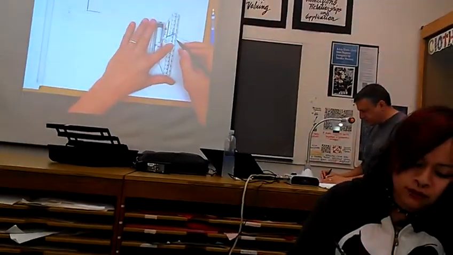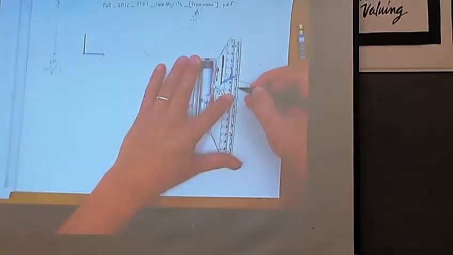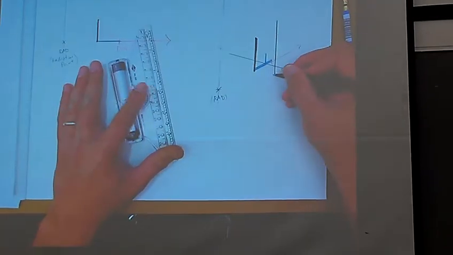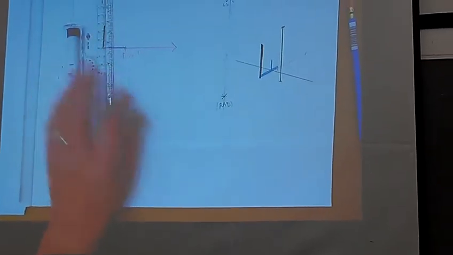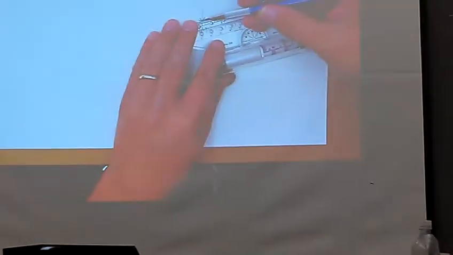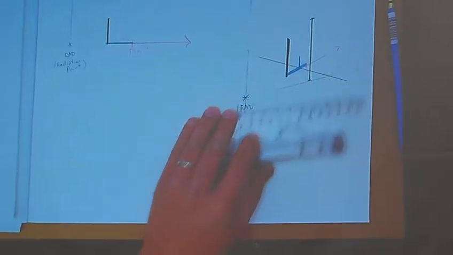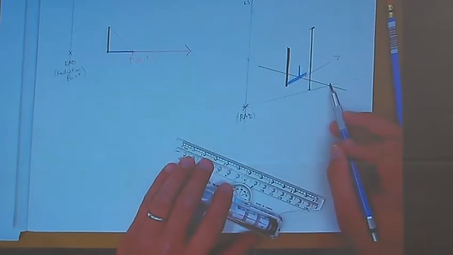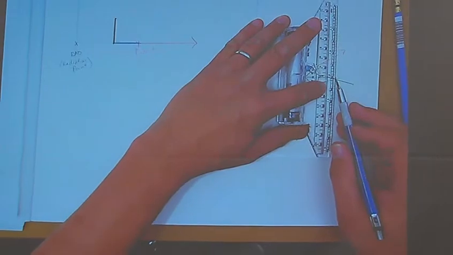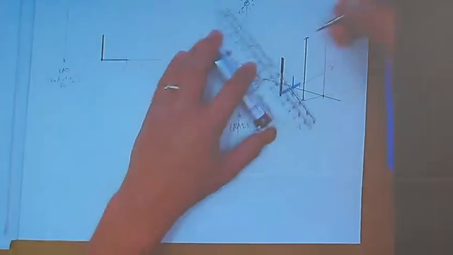So let me show you how that would work. Actually, you guys, let me do this. Let me show you another one as an example. So let's say we have another object here. What I would do if I were drawing this is I would go like this. Okay. I'd note where it hit the wall. Draw a guideline straight up.